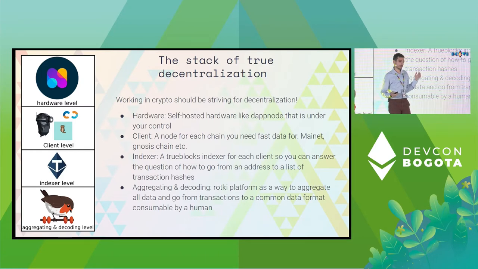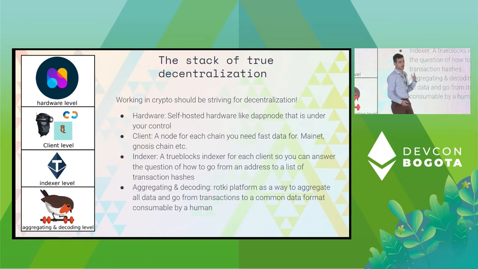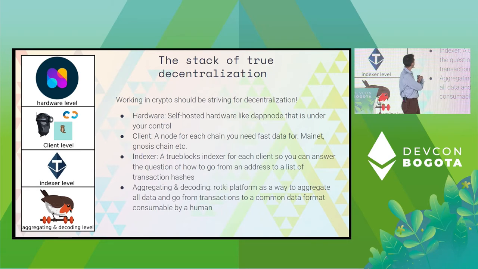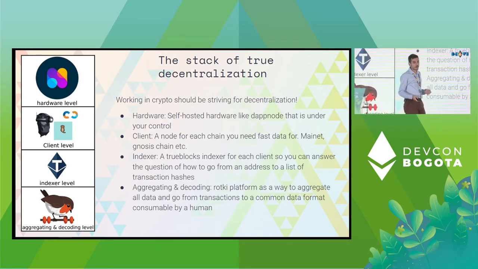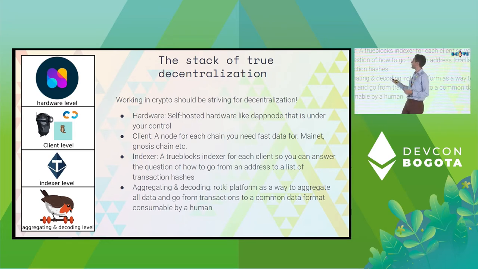So building on this, I would like to present what I try to call the stack of true decentralization, which is something that we should be striving for in crypto. So everybody should try to run their own node, so something like a DAppNode or a Raspberry Pi with whatever setup you want to have. You should run your own client, right? For whatever chain you have, run a client for that chain that you want to use. And TrueBlocks actually works for all EVM chains.